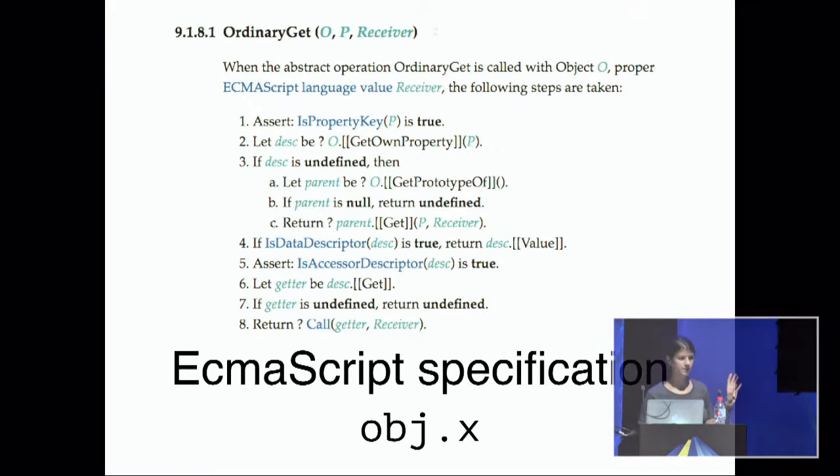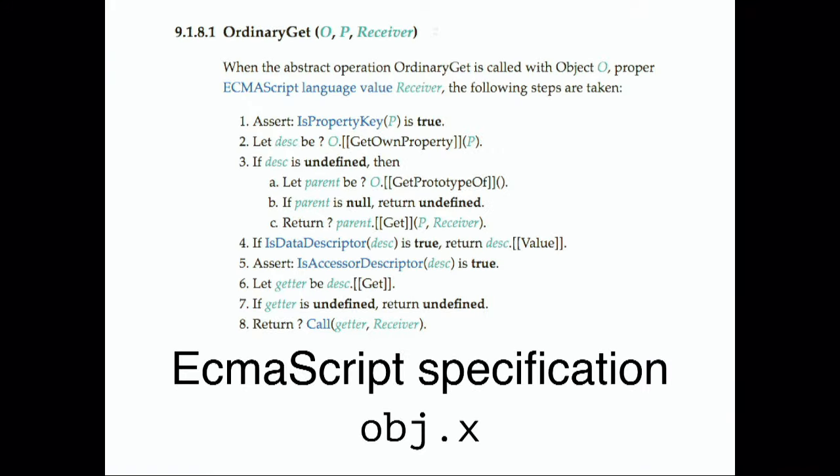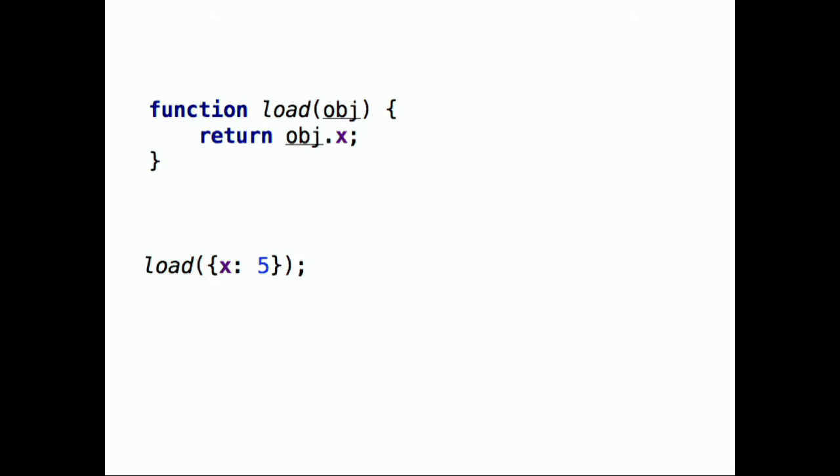This is a snippet from the ECMAScript specification. Don't worry about reading all this, but this is how the ordinary get, is what they call it, is defined. And you can tell this is quite involved for just a tiny little object.x down here. So since we have property accesses everywhere in the program, V8 needs to do a little trick, because we can't afford to do these steps every time you do a console.log or any kind of access. So let me show you what you do.